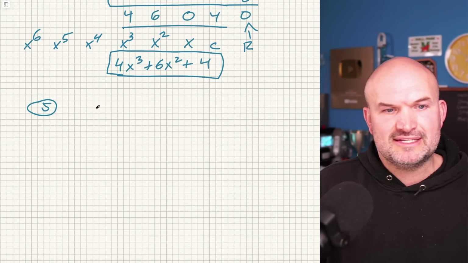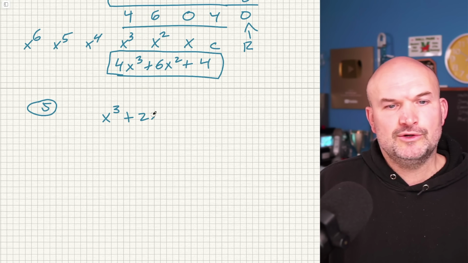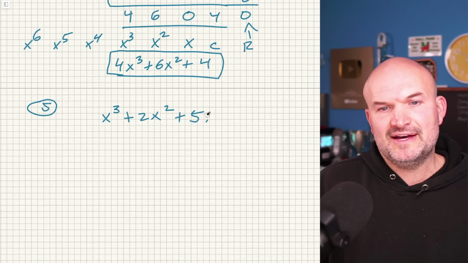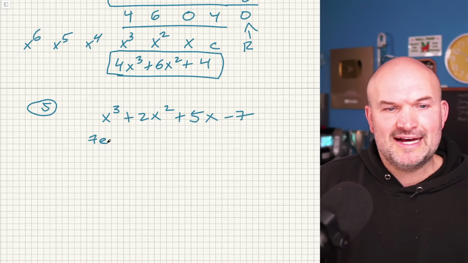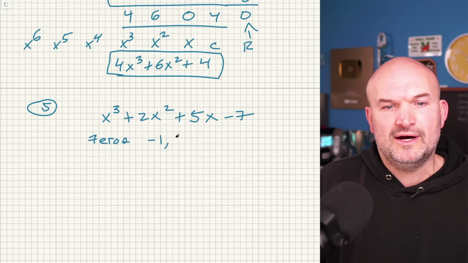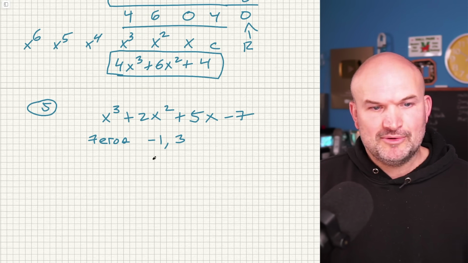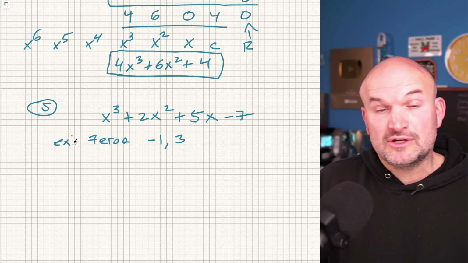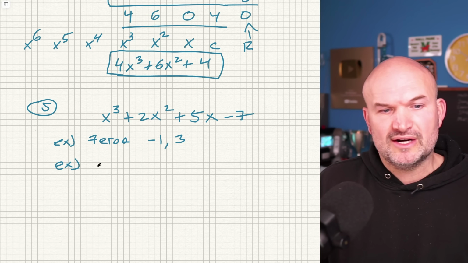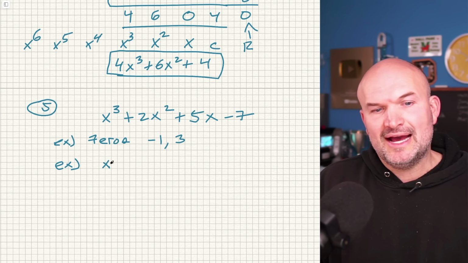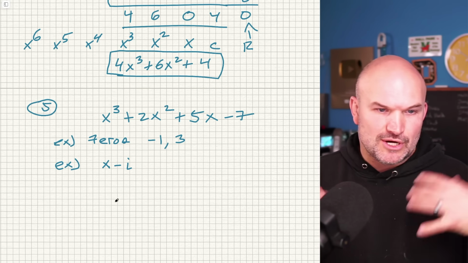Sometimes you might be given a problem, let's say like x cubed plus 2x squared plus 5x minus 7. I'm just going to make up some random numbers, okay? And we're going to say that it has zeros of -1 and 3. And then it says, find the remaining zeros. That would be one example. Or again, these are completely made up, but I'm just using these to teach. Or there might be another example where it's like, hey, you have x minus i as a zero, find the other remaining zeros. Okay, so here's what happens.